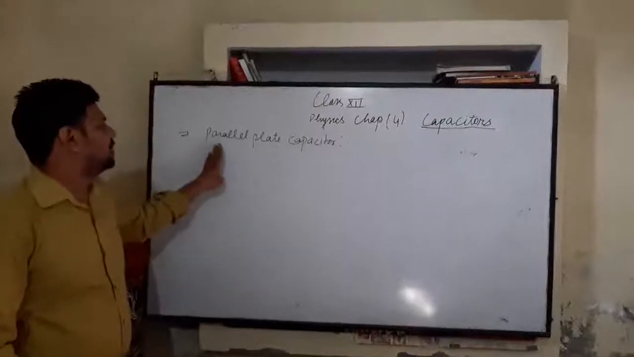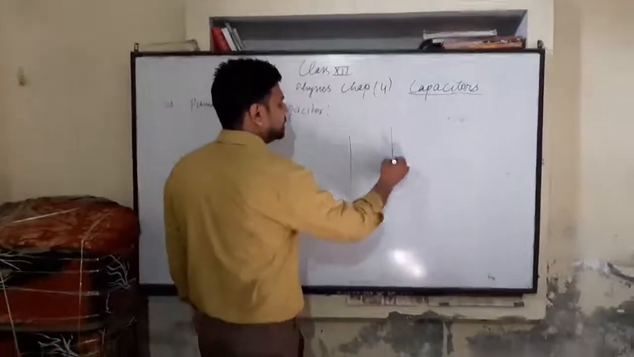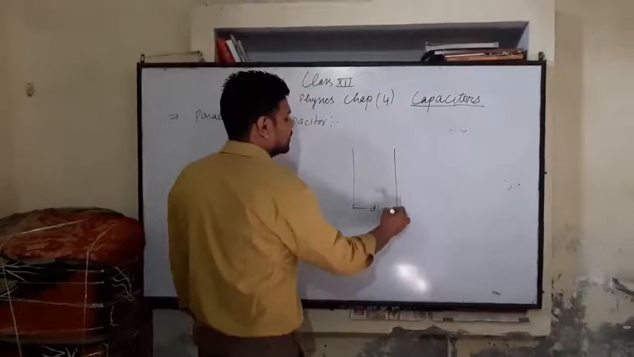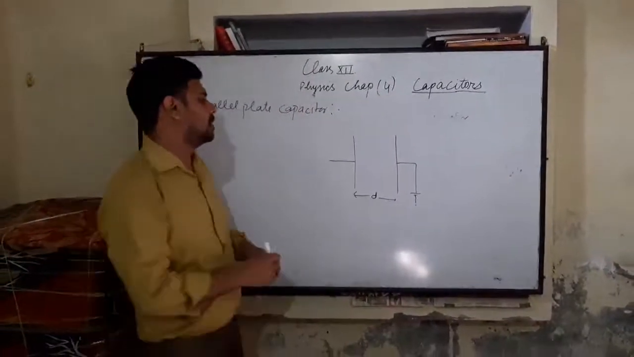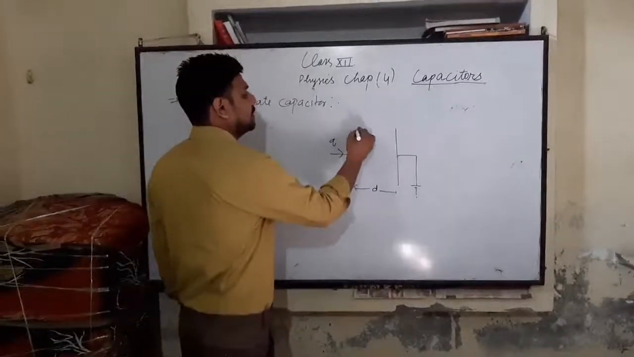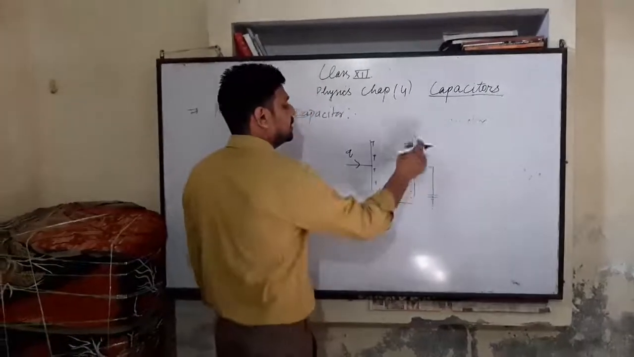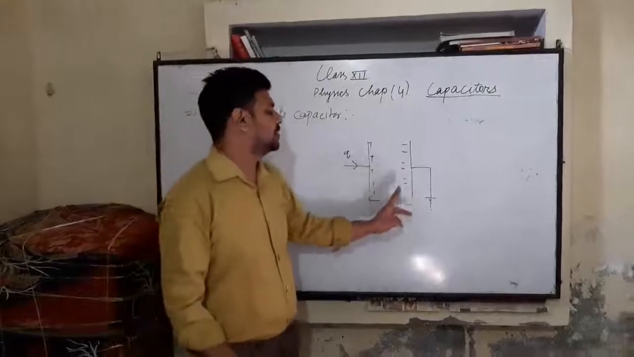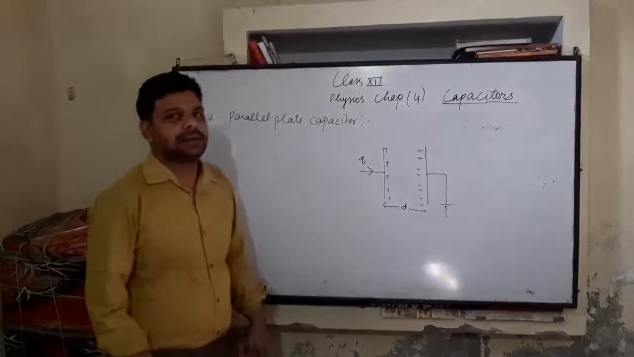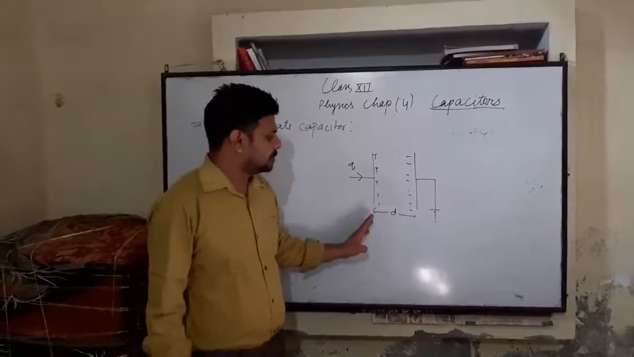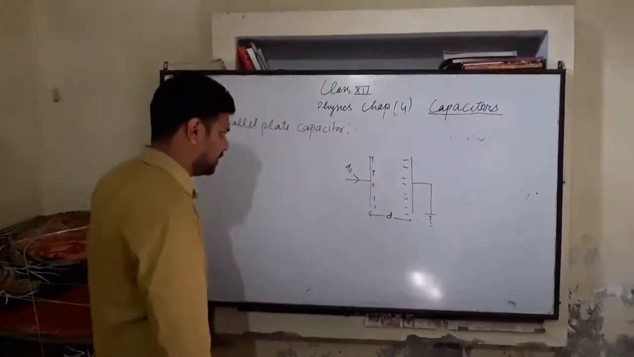Now we have the parallel plate capacitor. It is an arrangement of two parallel plates separated by some distance d. A charge is given to the first plate. Due to induction, some negative charge develops on the other plate, and the second plate of this capacitor is earthed. So this is the parallel plate capacitor, an arrangement of two parallel plates having area A separated by a distance d.